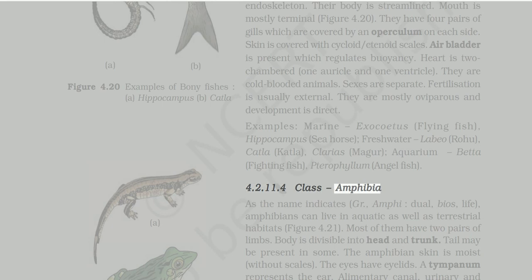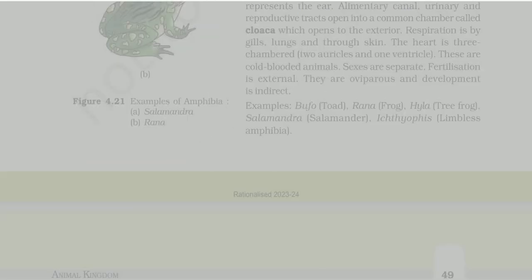4.2.11.4 Class Amphibia. As the name indicates, Greek amphi, dual, bios, life, amphibians can live in aquatic as well as terrestrial habitats, figure 4.21. Most of them have 2 pairs of limbs. Body is divisible into head and trunk. Tail may be present in some. The amphibian skin is moist, without scales. The eyes have eyelids. A tympanum represents the ear.